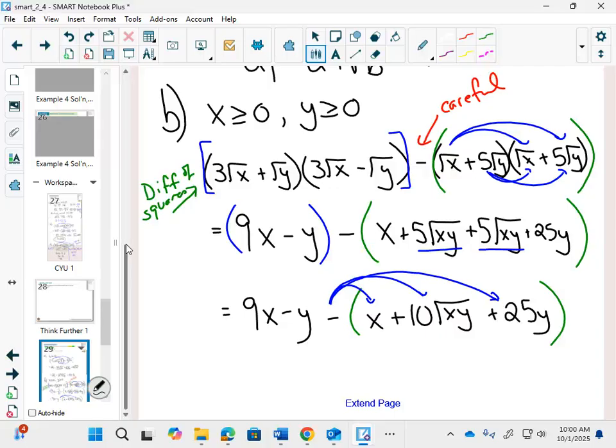So I'm going to have, do I have any like terms here? In the end, I'm going to have 9x minus x. Can you see that that would give you 8 x's? I have a minus y minus another 25 y's. That will give me minus 26y. And I have the minus 10 root xy in the end.